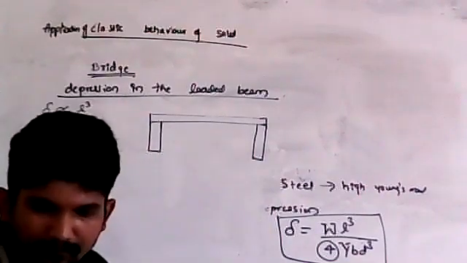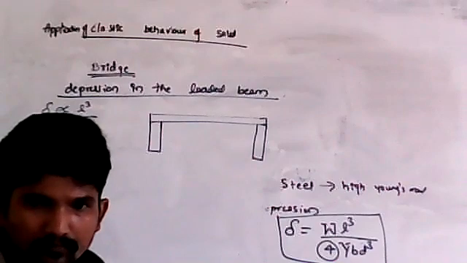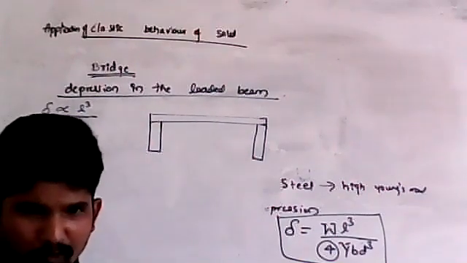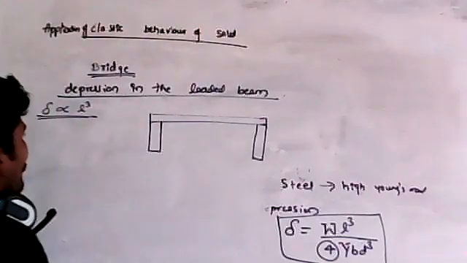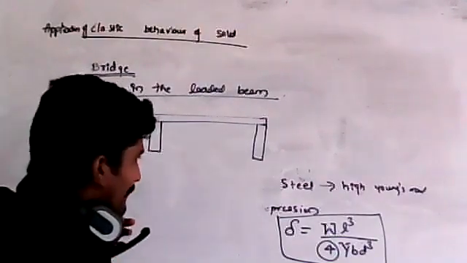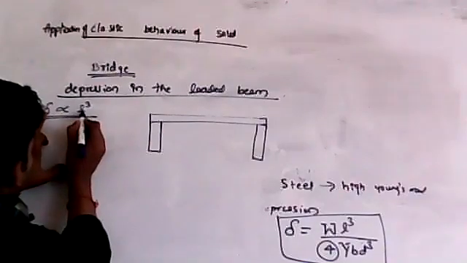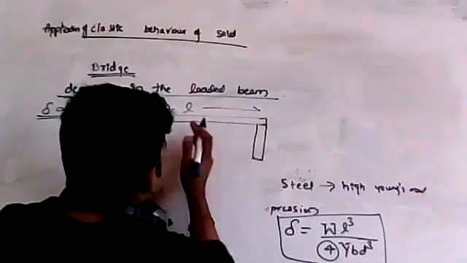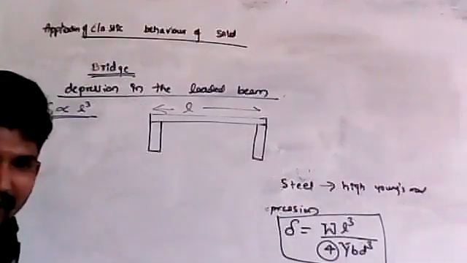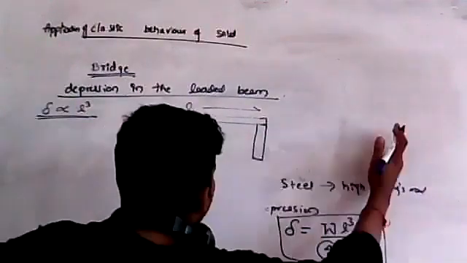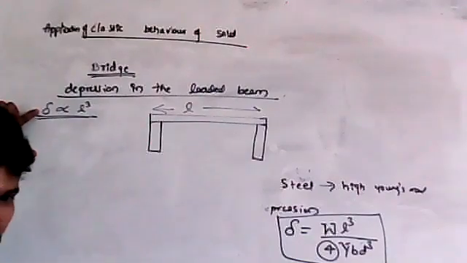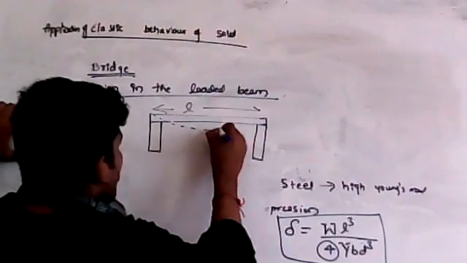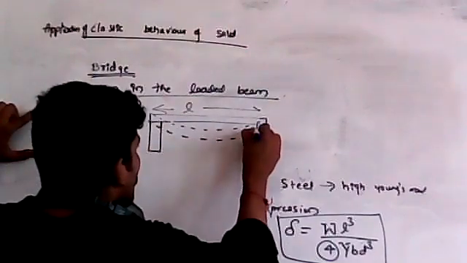Just try to understand. See, delta is directly proportional to L cube, means when this length goes on increasing, what will be the depression? Depression will be more and more. Now depression comes in this way.